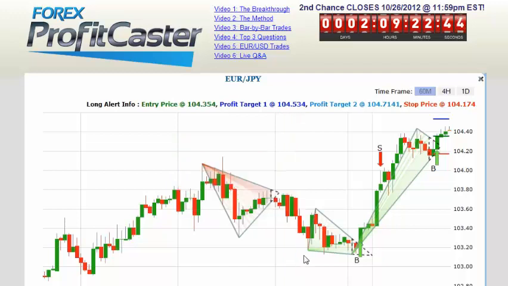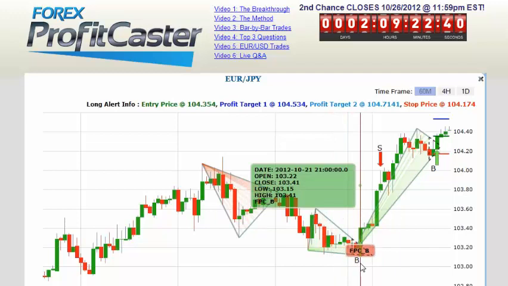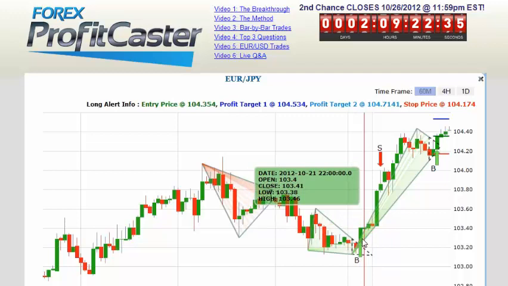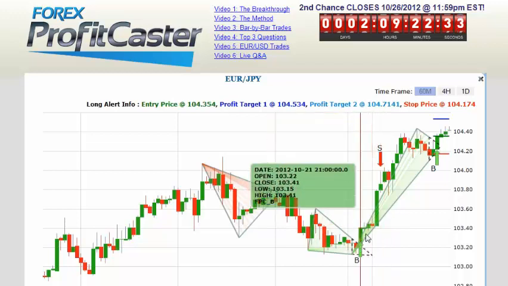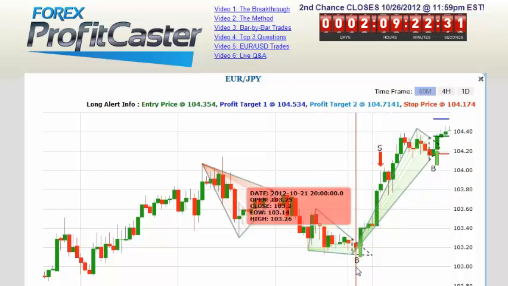Very, very nice trade. And then we've got a long setup here, an entry on 10/21 at 2100 hours. You wish all trades were like this. This just went straight up, hit both profit targets in no time at all, making 19 pips on the first half and 38 pips on the second half position.